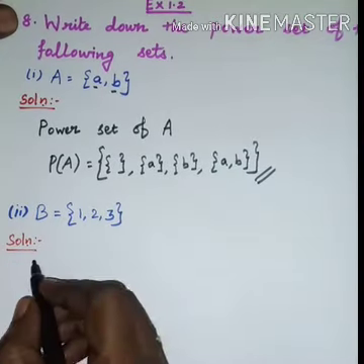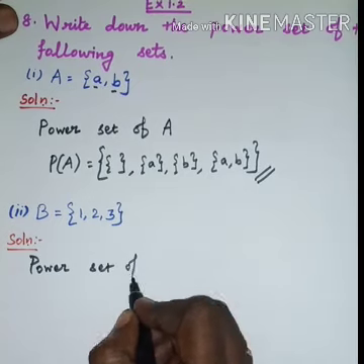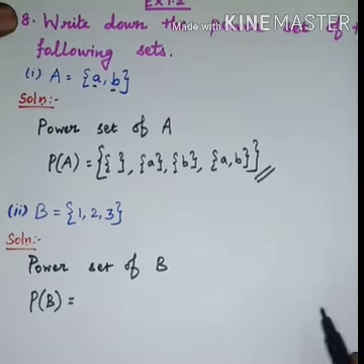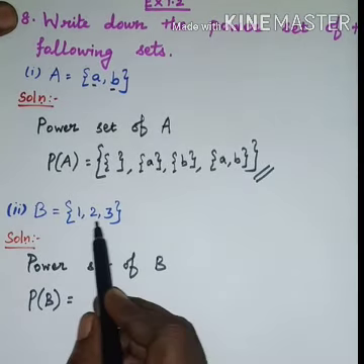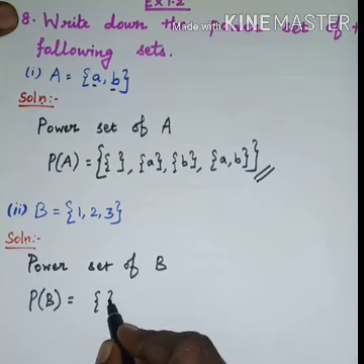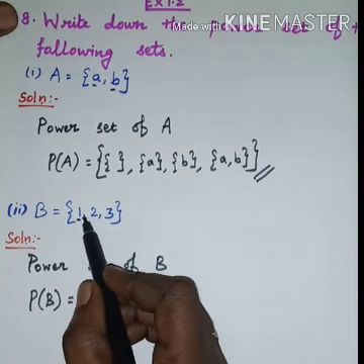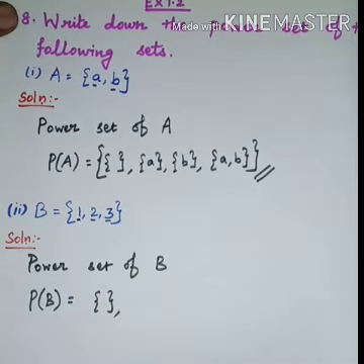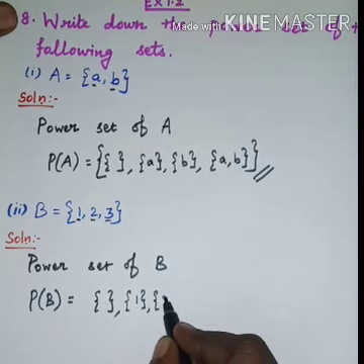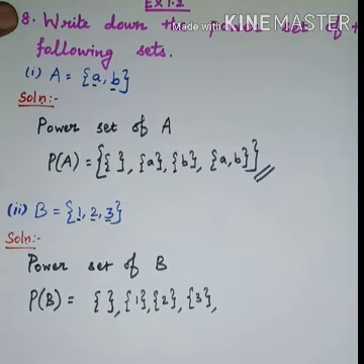The power set of B, denoted by P(B), is equal to the set of subsets of B. What are the subsets? First we have to write the empty set. Then, since there are 3 elements in the set B, the first element is {1}, then the second element {2}, and then the third element {3}.